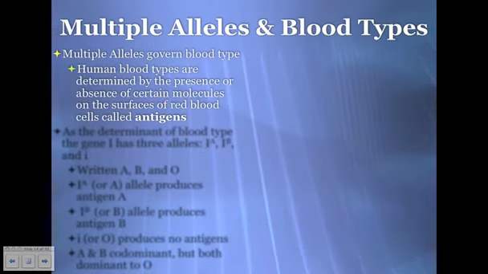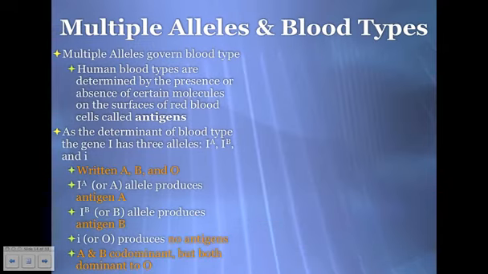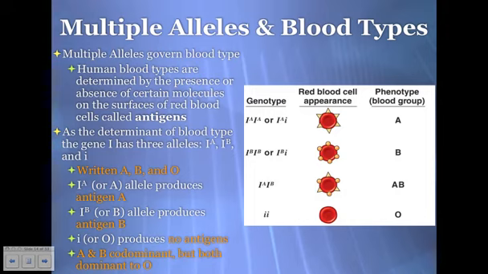The most common example of multiple alleles involves our blood type, human blood typing. Multiple alleles do govern blood typing as well as one of the previous inheritance patterns, codominance. Human blood types are actually determined by the presence or absence of certain molecules on the surface of red blood cells that we call antigens.